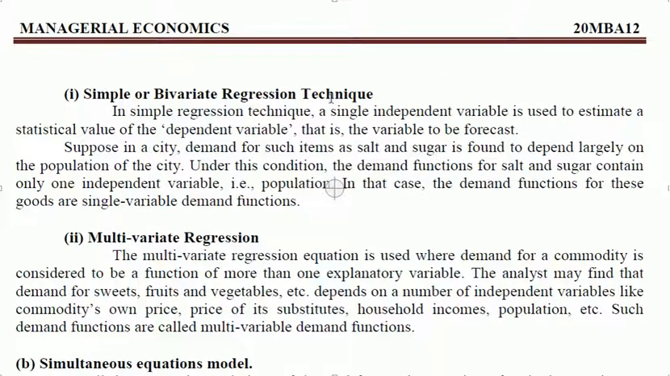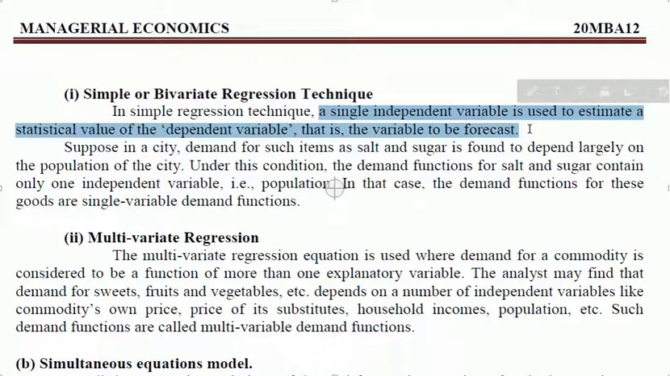In detail, in the simple or bivariate regression technique, a single independent variable is used to estimate a statistical value of a dependent variable. So there will be two variables in this: one will be the dependent variable, one will be the independent variable. I'll just go through the example itself.